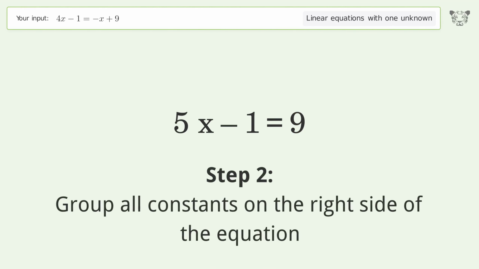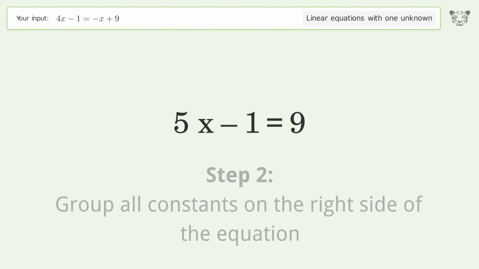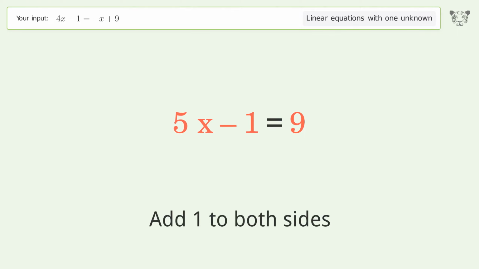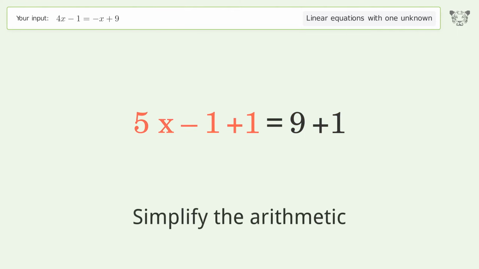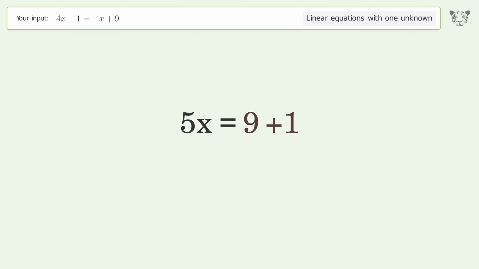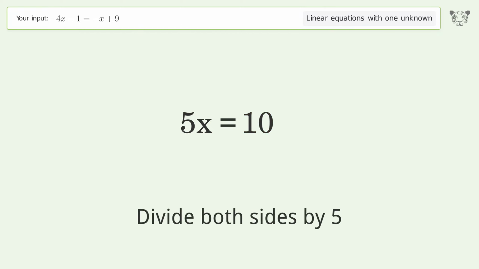Group all constants on the right side of the equation. Add 1 to both sides. Simplify the arithmetic. Isolate the x. Divide both sides by 5.